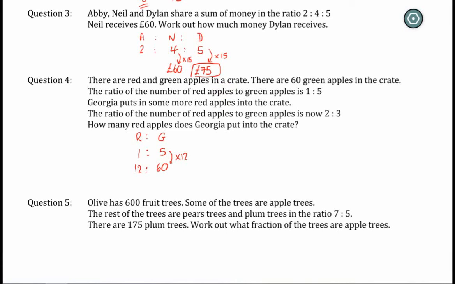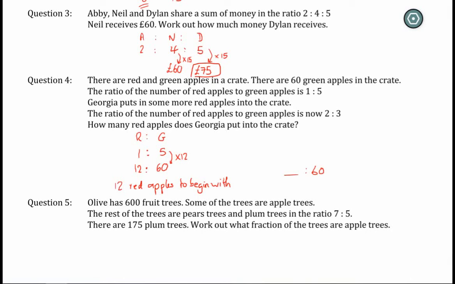So, 12 red apples to begin with. The ratio then changes to 2 to 3. Now the number of green apples has not changed. So I know there are still 60 green apples. This has changed. I need to figure out how many red apples there are.